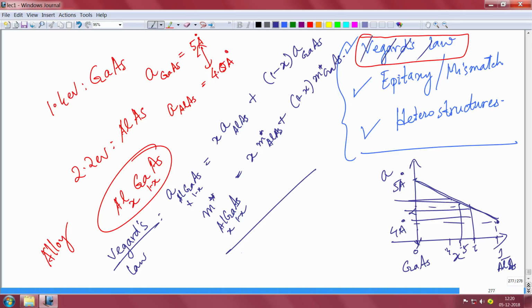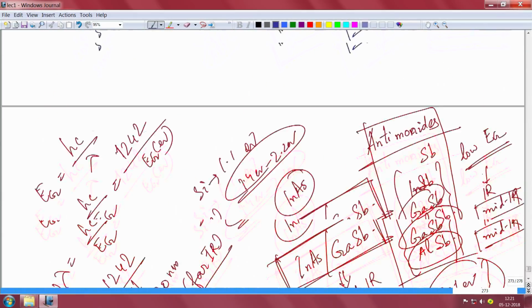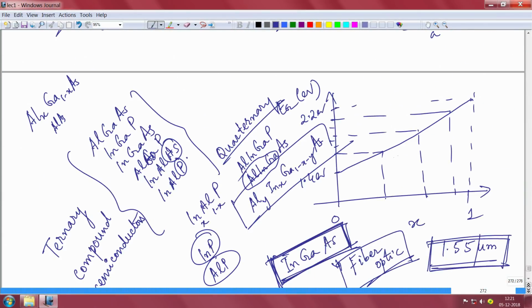However, your band gap typically will not follow a direct linear relation. The band gap, if you remember in the plot that I had drawn a few slides back, I did not draw it very linearly.